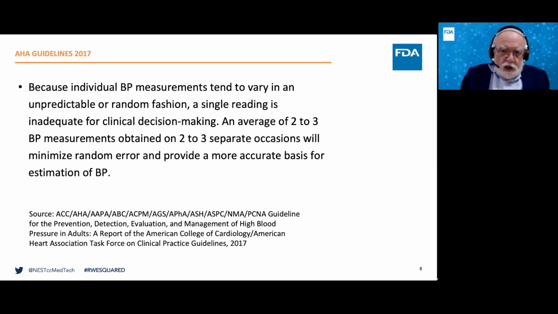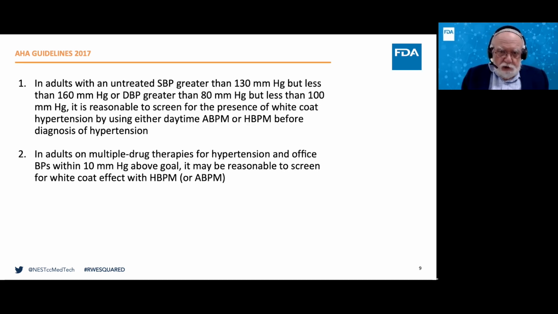And this is from the guidelines. Because individual blood pressure measurements are unpredictable, a single measurement is inadequate, and at least 2 or 3 measurements or 2 to 3 occasions are necessary. Also from the guidelines, even if you measure hypertension and it's consistent, it is still reasonable to screen for the presence of white coat hypertension using daytime ambulatory blood pressure measurement or home blood pressure measurement.